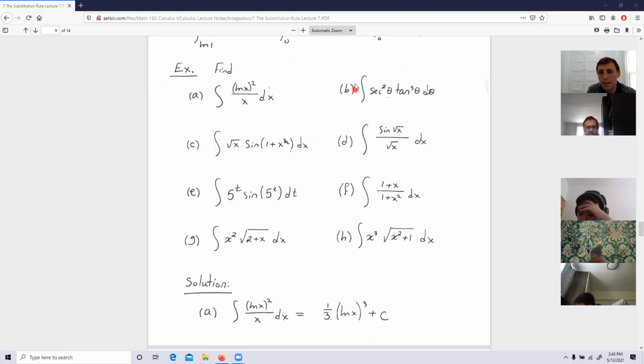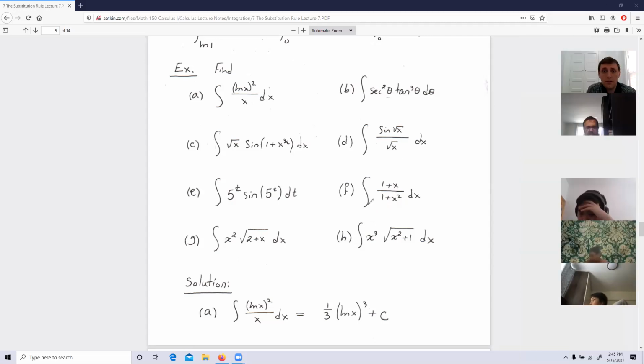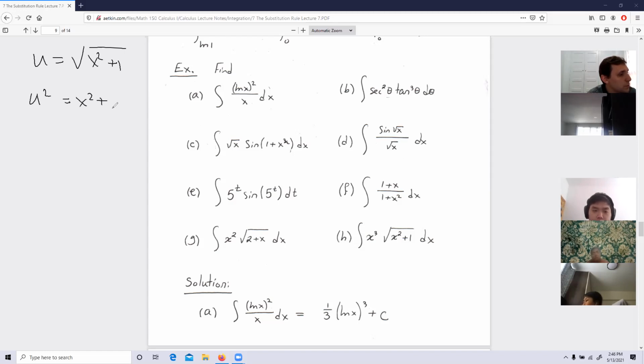And the answer is, guys, what do we do here? What's U? U is what? Yes, essentially x squared plus 1, right? So it's root of x squared plus 1. U squared is x squared plus 1.